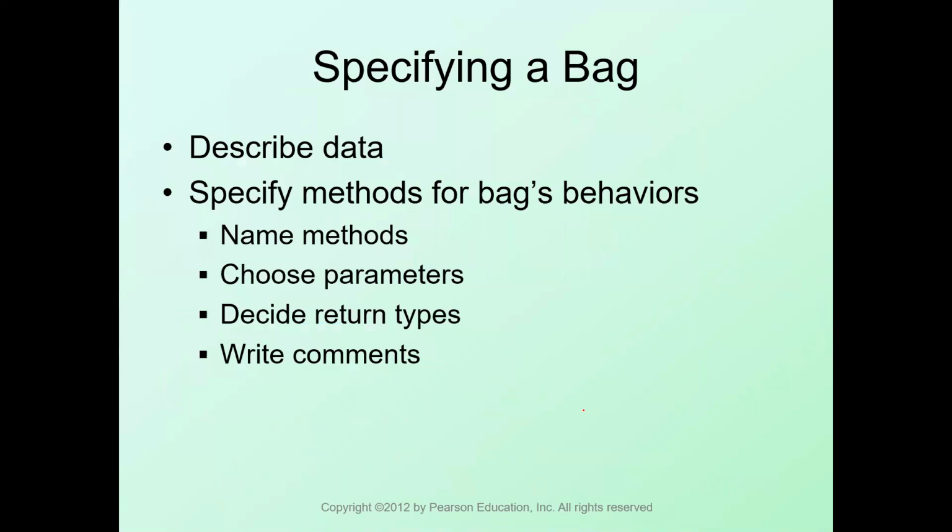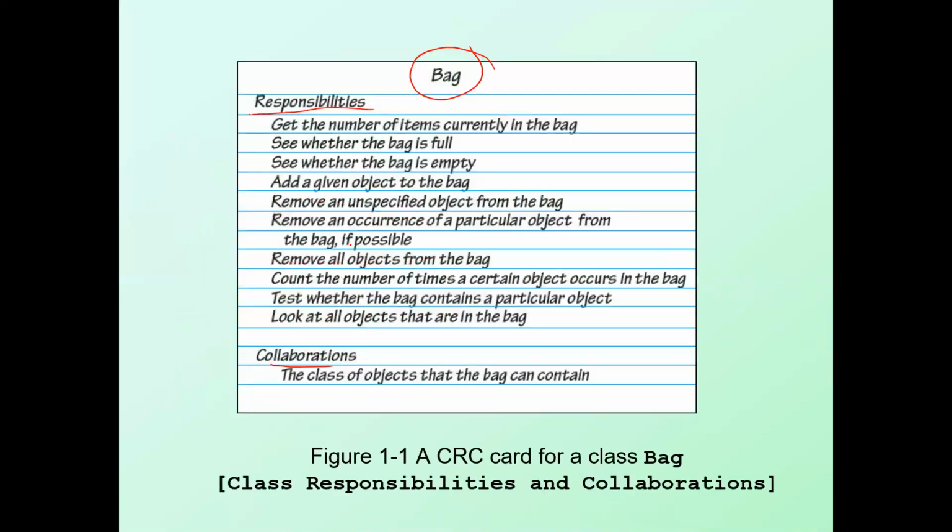Now, as you're specifying the class, you get to make some interesting choices. If you were designing a bag yourself, you don't have to choose the same way of doing things we did. But as you're defining the class, at some point, you're going to have to define what the names of the methods are that are going to do all these responsibilities that you list here, right?